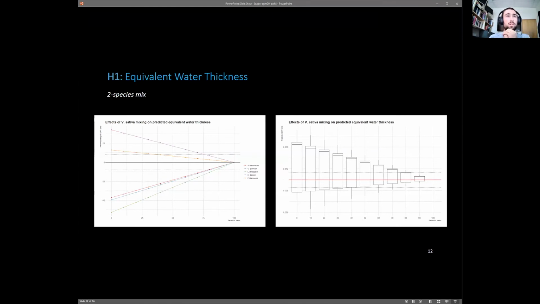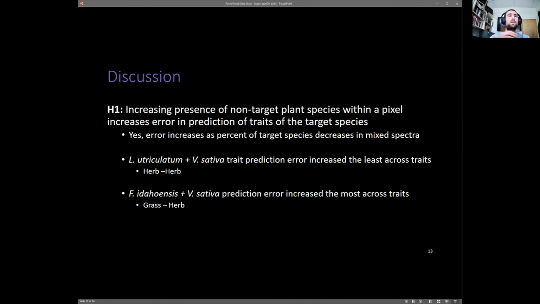This one is equivalent water thickness, which was the worst performer. As you can see, the majority of traits fall outside our threshold as we get closer to the 50%, and even at 75% V. sativa, you're still seeing many of the species, crassicalis, quamash, and Lomatium utriculatum, all falling either on or outside of that threshold. So EWT was not great.